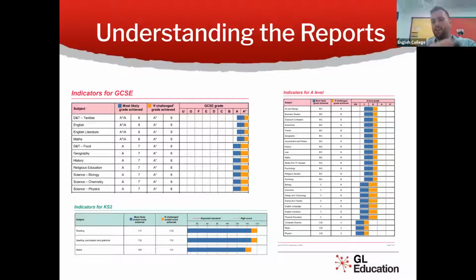It's a huge database that they've collected over many, many years, just to look at those trends and patterns of where children start and where they end up. Very scientific and very mathematical indeed.